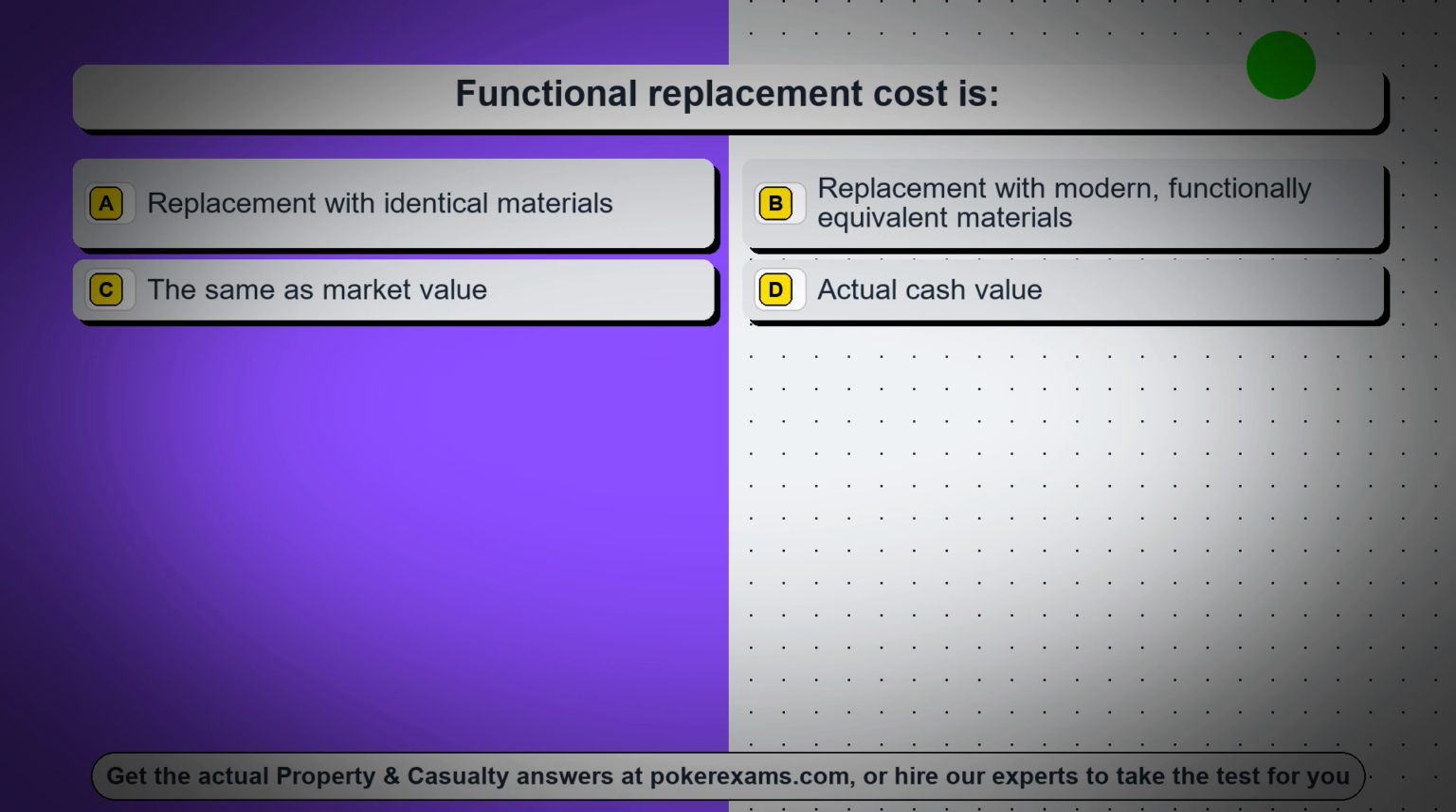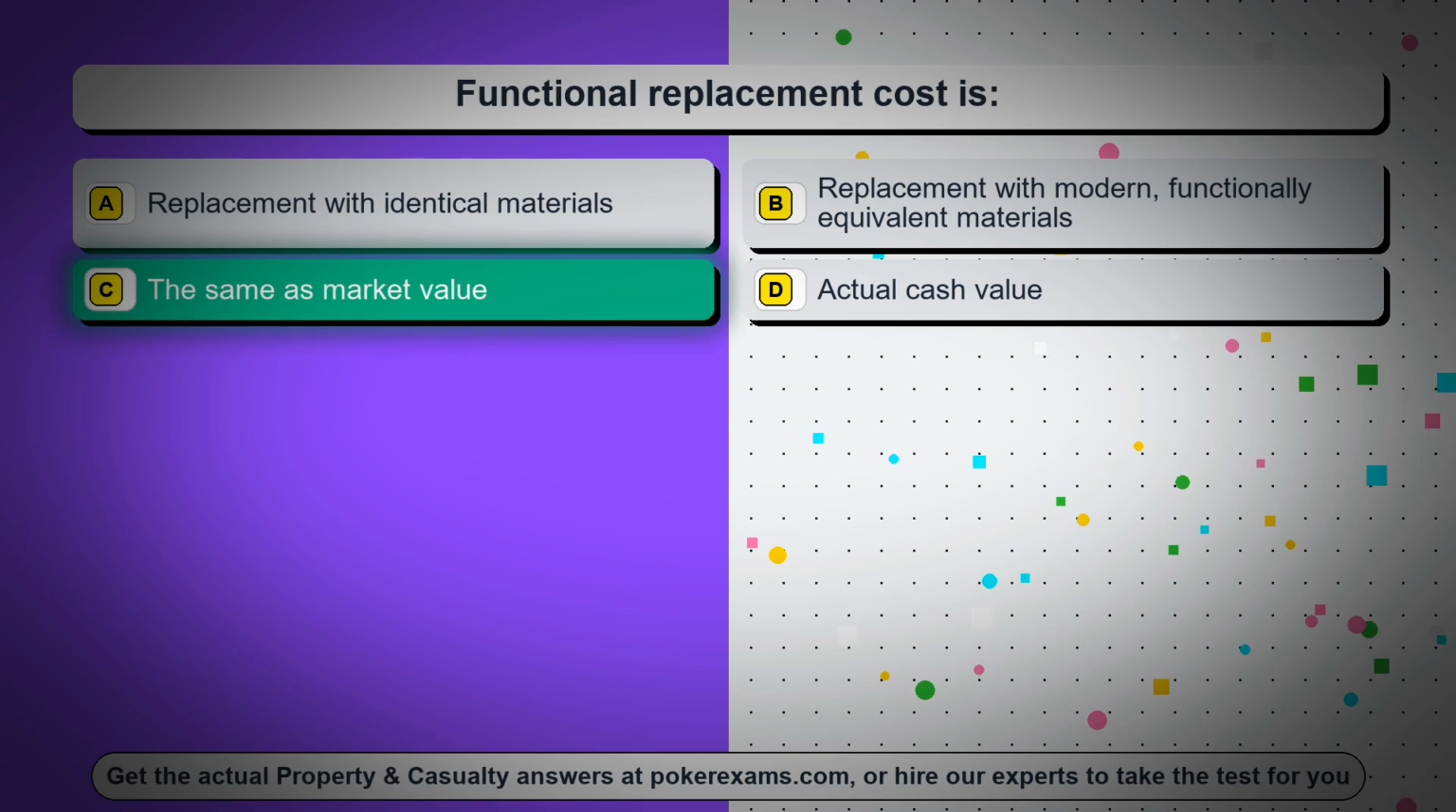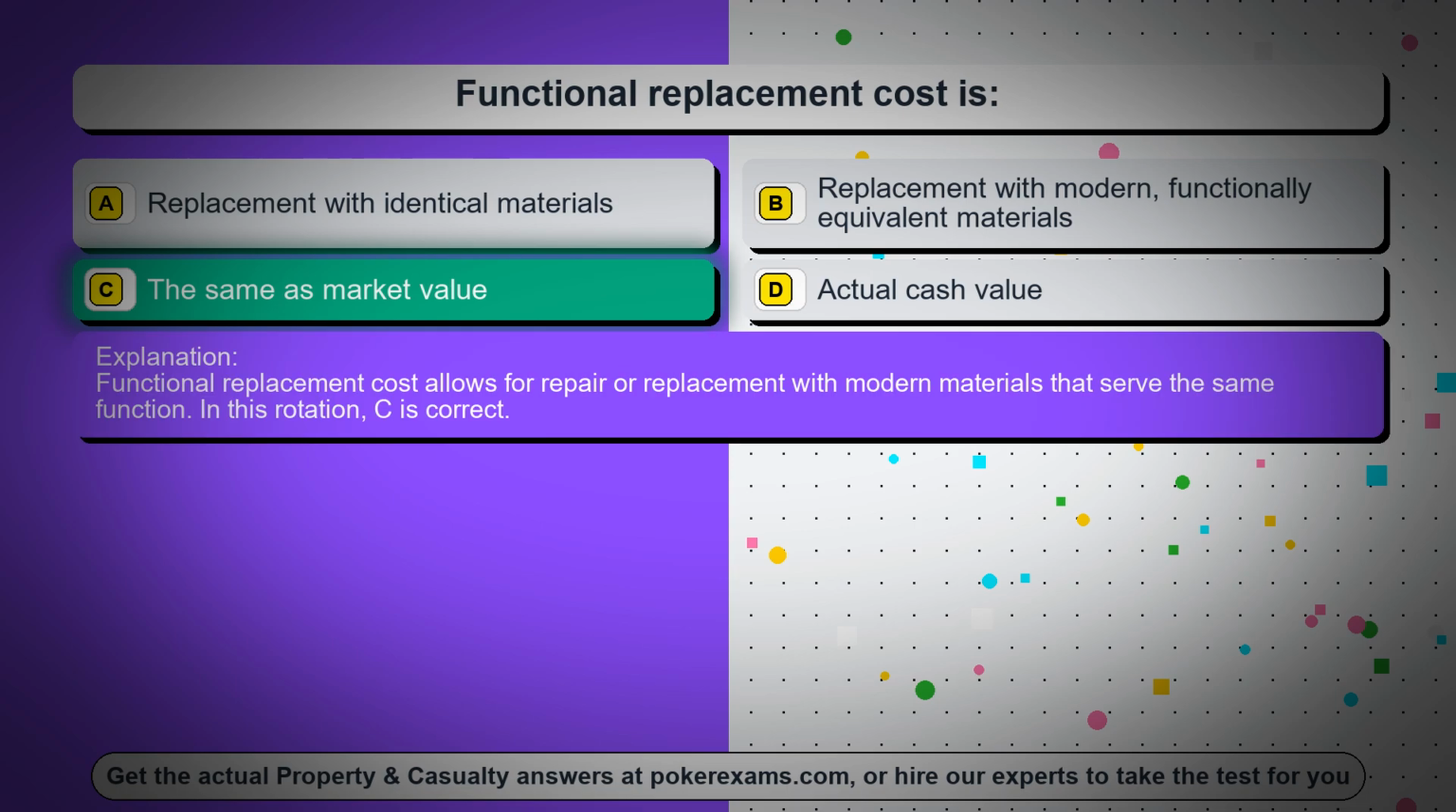Question 17. Functional replacement cost is: option A, replacement with identical materials; option B, replacement with modern, functionally equivalent materials; option C, the same as market value; option D, actual cash value. The correct answer is option C, the same as market value. Functional replacement cost allows for repair or replacement with modern materials that serve the same function. In this rotation, C is correct.